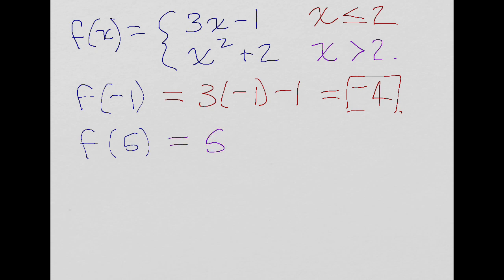I'll say that's 5 squared plus 2. 25 plus 2 equals 27. And I shouldn't tell you how close I came to saying 5 squared is 27. 5 squared plus 2 is 27.